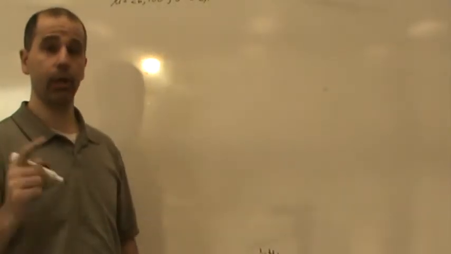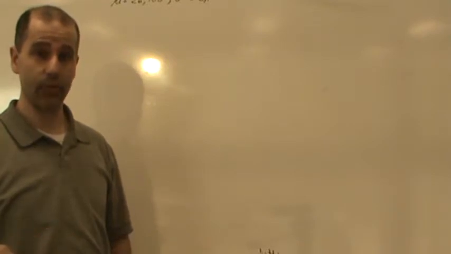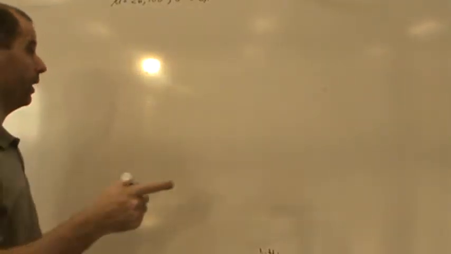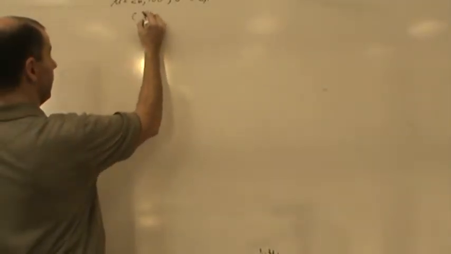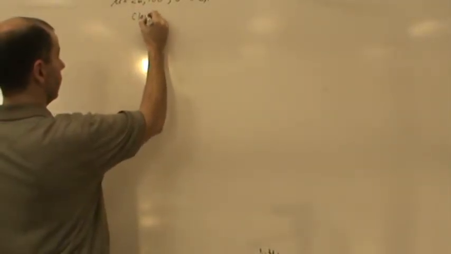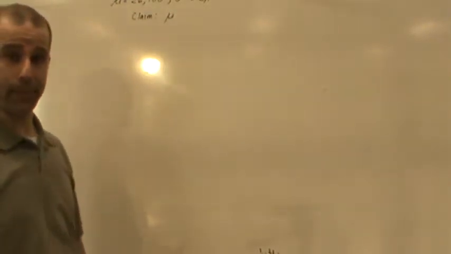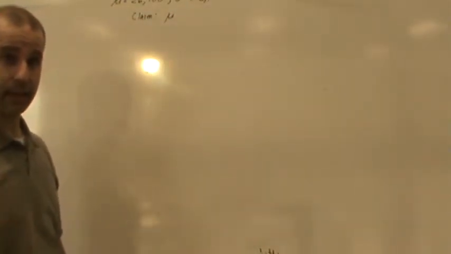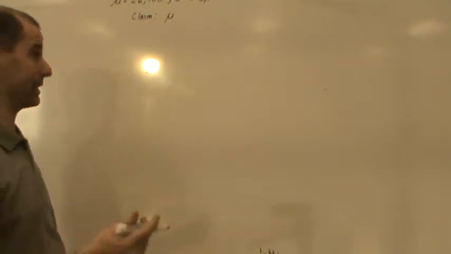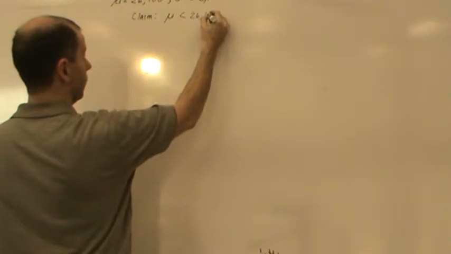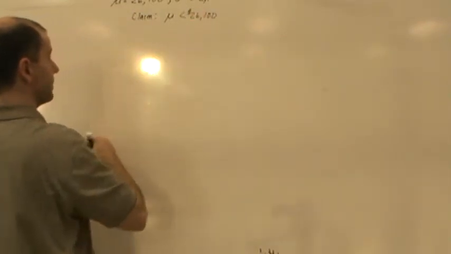So now, they want to test the claim whether it's below $26,100, right? So below means less than. So the claim is that the average cost for bypass surgeries is actually less than $26,100. So less than this amount. Okay, that's the claim.